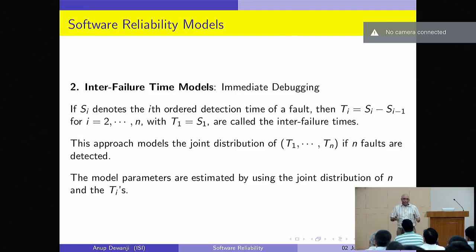Interfailure time model: you look at the failure times and the time between failure times. Some people modeled it that way also. If T1, T2, ..., Tn are the interfailure times, and n is the number of defects you have discovered, then what you do is look at the joint distribution of n and T1, T2, ..., Tn, and try to model that. When I say joint distribution, it means you try to model the probability of detecting small n defects by a certain observation time, along with the time points when you observe them, or the interfailure times.